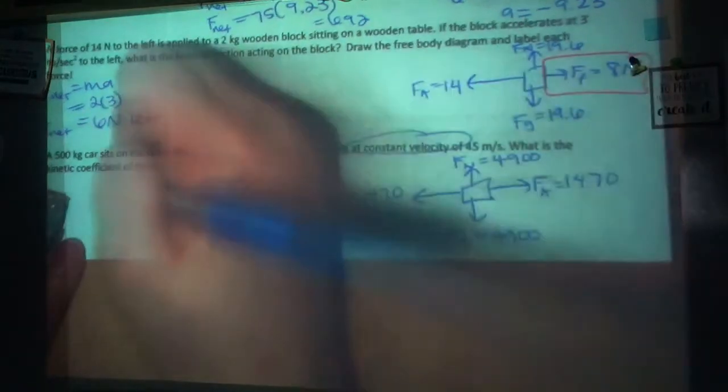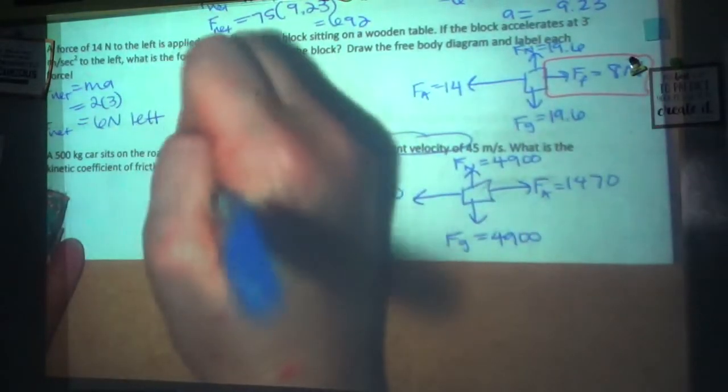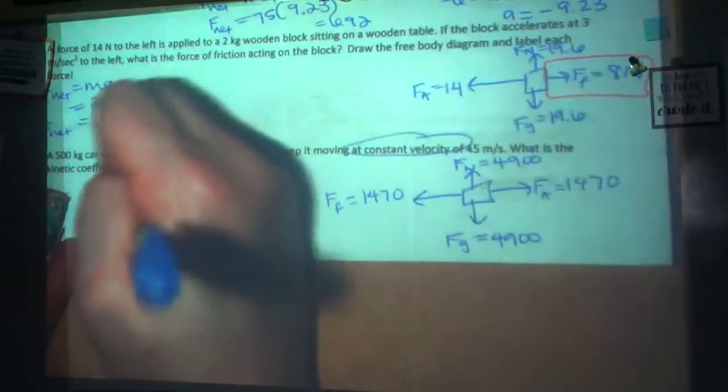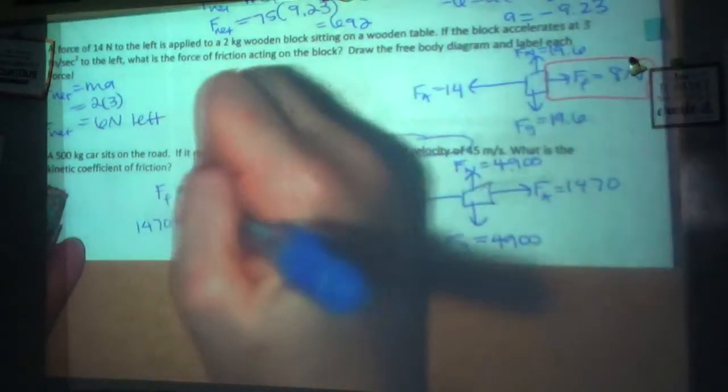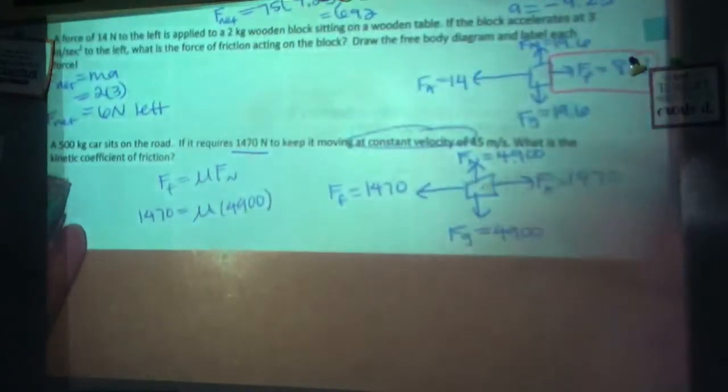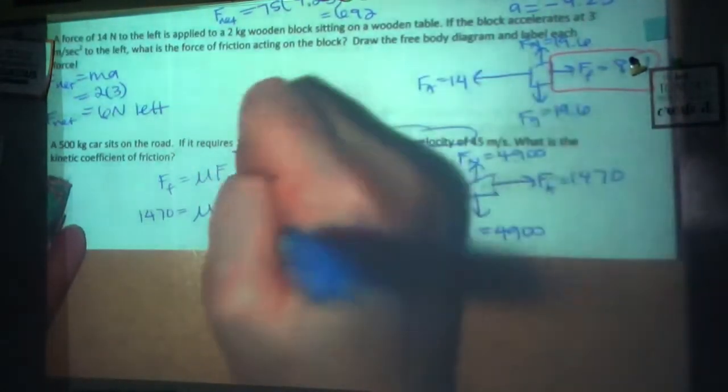And then I want to know the coefficient of friction. That's looking for mu. So force of friction is mu Fn. Force of friction is 1470. Mu is what you're looking for. And then we just said Fn was 4,900. Now you just divide over it, and you should have gotten mu was 0.3.